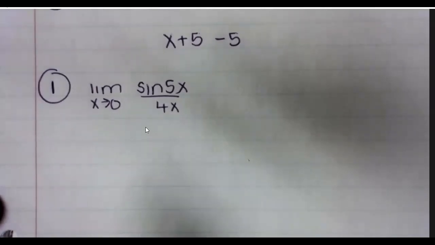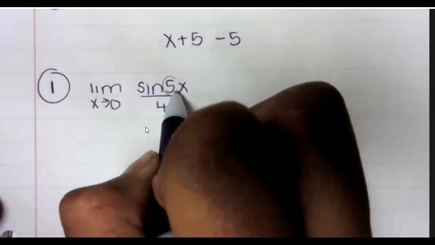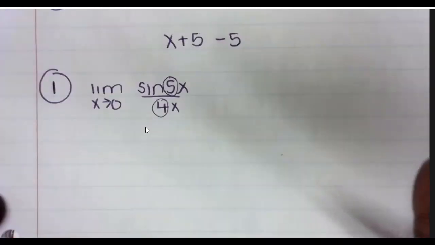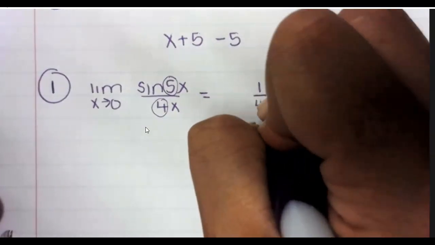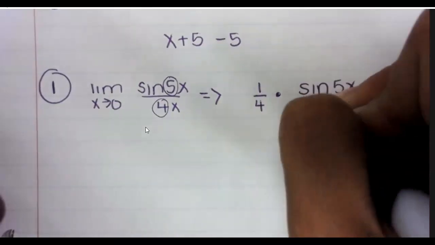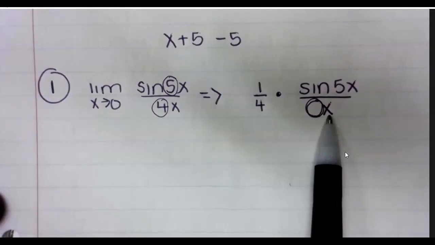Okay. So think about number 1. Let's look at 1. It's the limit as x approaches 0 of sine 5x over 4x. It's a manipulation of sine x over x. But the problem is that what is in the bottom has to match what's up top. So right now we have a 5 and a 4. But remember that this can really be thought of as 1/4 times sine 5x over x. If I'm missing a 5, how do I get a 5?